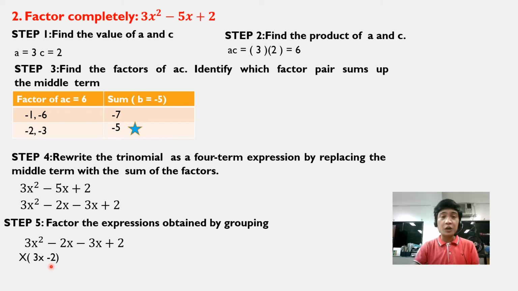Siyempre, magtatanong kayo, paano nangyari yun? So, 3x squared divided by x. So, 3 divided by 1, 3 ang sagot doon. X squared divided by x, so 2 minus 1, yung exponent dito, may isa kang x dito. Negative 2x divided by x, that's negative 2 divided by 1, that's negative 2. X divided by x cancelled.